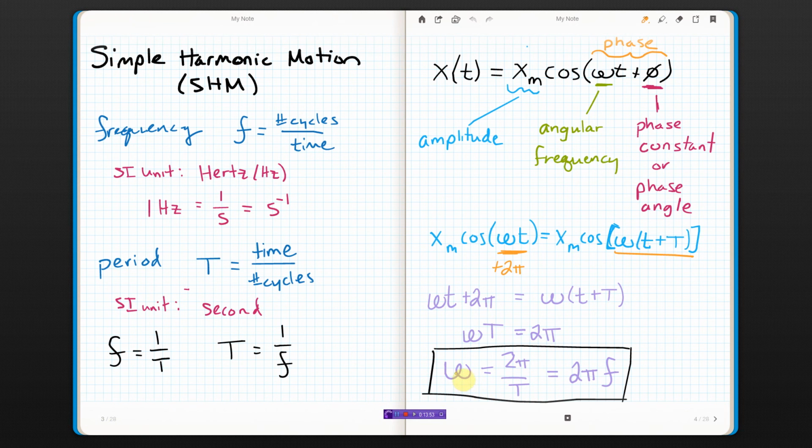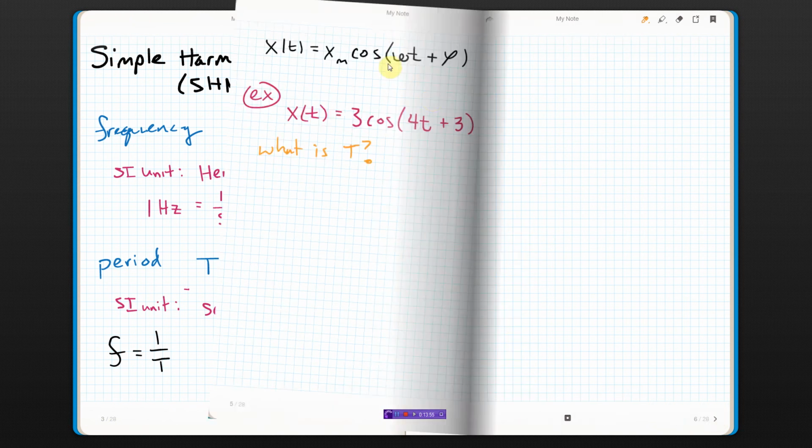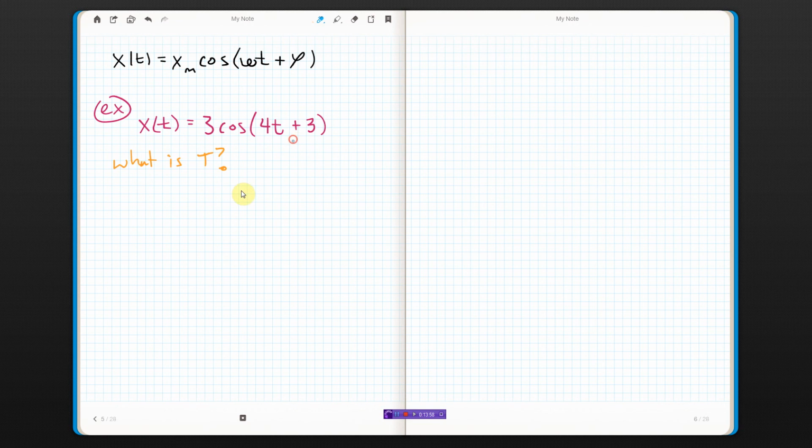Well, I know that omega equals 2 pi over t. Since this is in this format, I can just yank and say, hey, omega is 4. So 4 equals 2 pi over the period. Solve for period: multiply by t, divide by 4. I get that t is 2 pi over 4, or pi over 2. That's it, pi over 2 seconds. Now you could put a number in for pi, but most of the time in physics we just leave the pi. It's weird. Anyway.